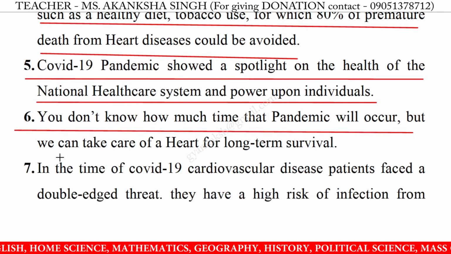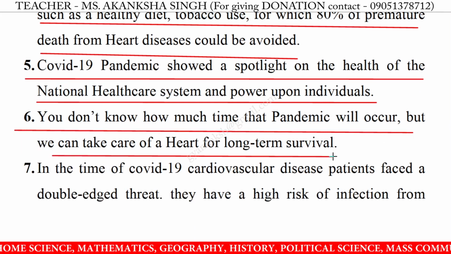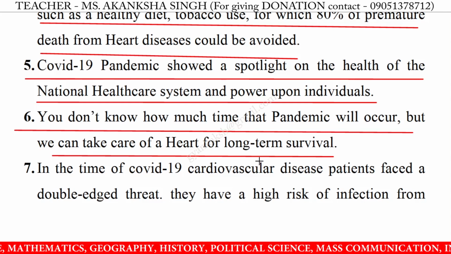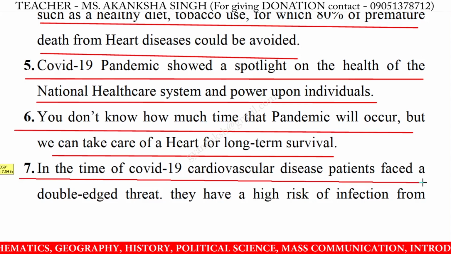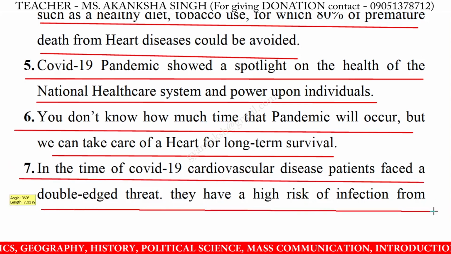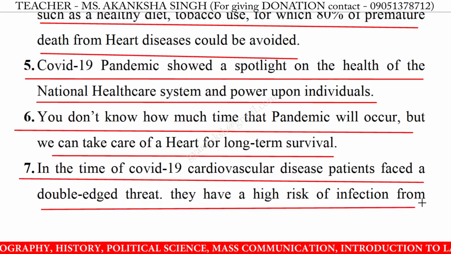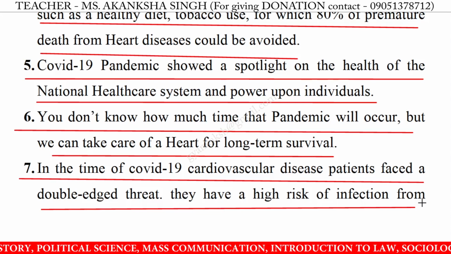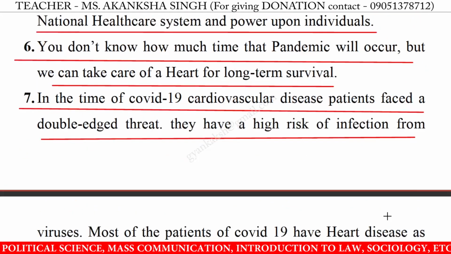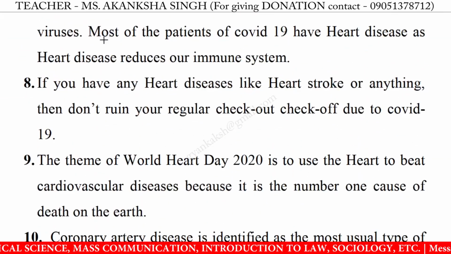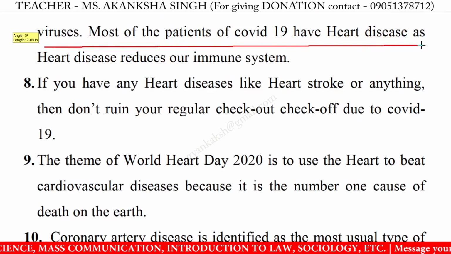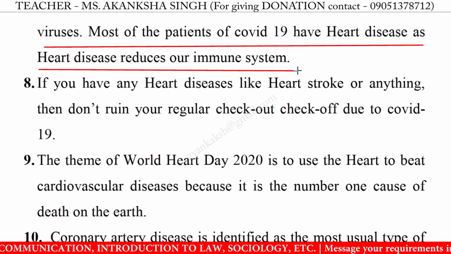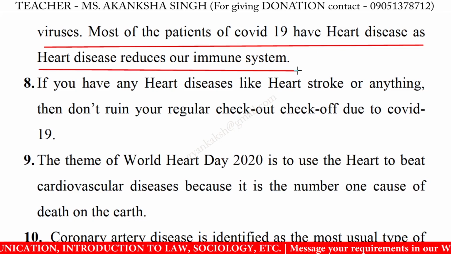Number 6. We don't know when a pandemic will occur, but we can take care of our heart for long-term survival. Number 7. In the time of COVID-19, cardiovascular disease patients faced a double-edged threat. They have a high risk of infection from viruses. Most of the patients of COVID-19 have heart disease, as heart disease reduces our immune system.